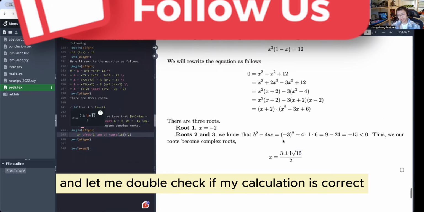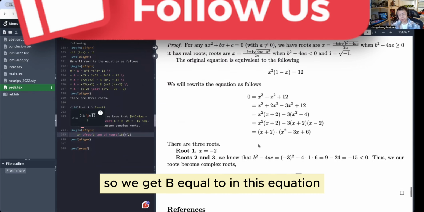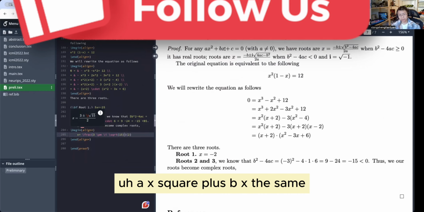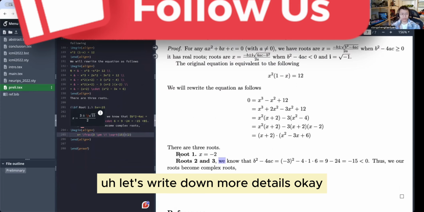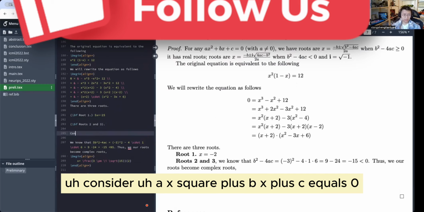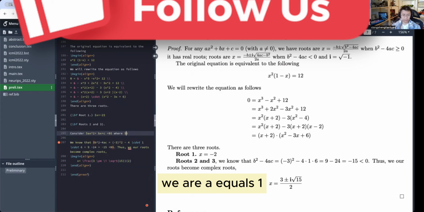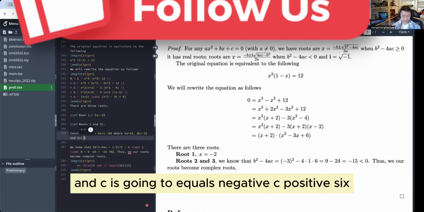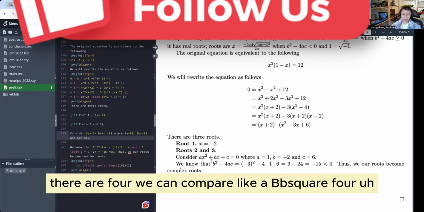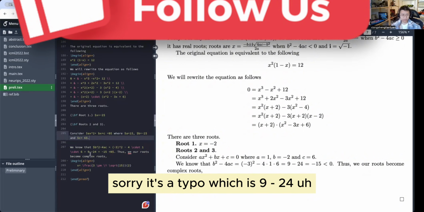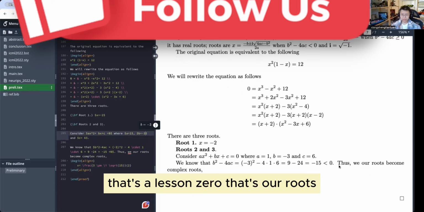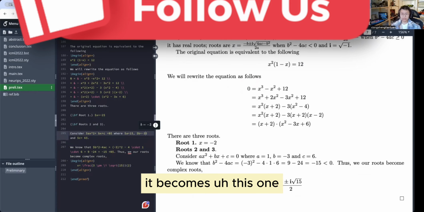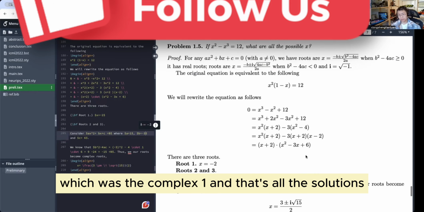Let me double check if my calculation is correct. Let's write down more details. Consider ax squared plus bx plus c equals 0, where a equals 1, b equals negative 3, and c equals positive 6. Therefore b squared is 9, minus 24, which gives negative 15. This is less than 0. Thus our roots become the complex ones, and those are all the solutions.